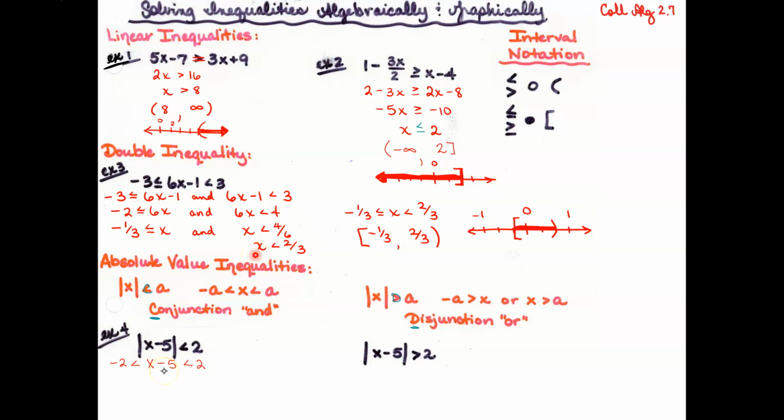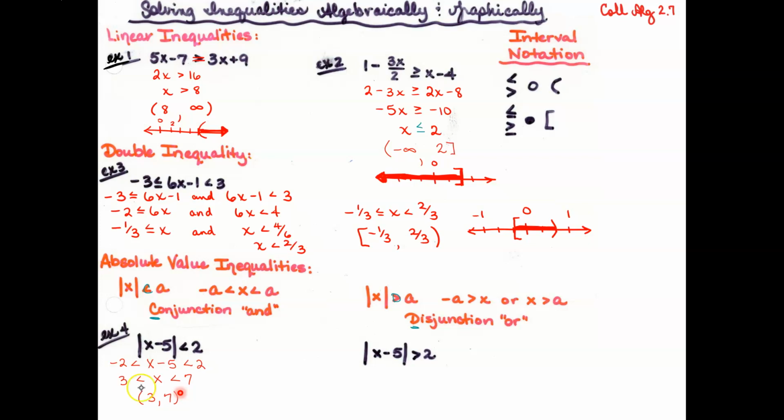But you also can work with it as it is and just say, okay, if I want to get x by itself, I'm going to add 5. So I need to add 5 here and here and here. If I add 5, I'm going to end up with 3 is less than x is less than 7. So for our interval notation, remember that your lowest value is going to be on the left, so 3 is our lowest value. And your highest value is going to be on the right, so 7 is our highest value.